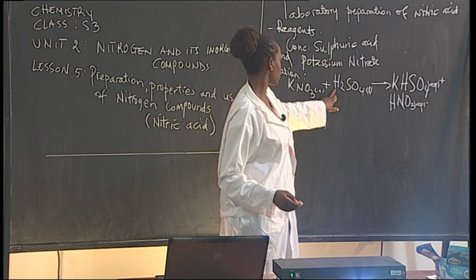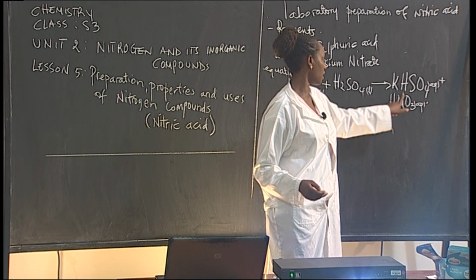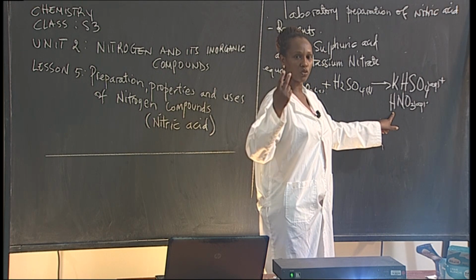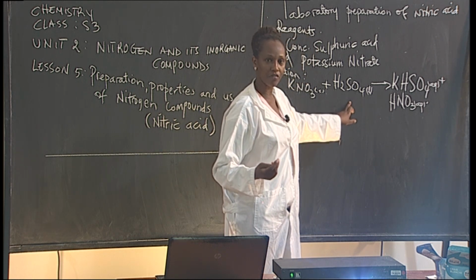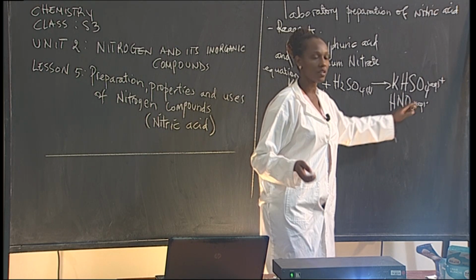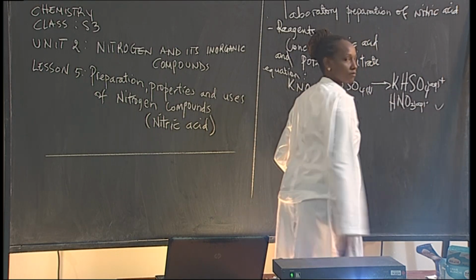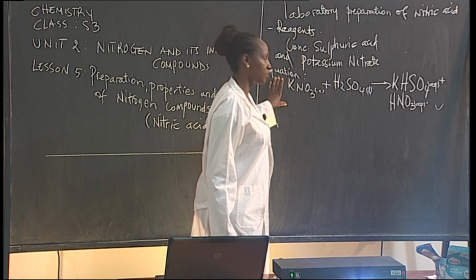Hydrogen, there are 2 here. Hydrogen, 1 hydrogen here, another hydrogen here, making 2 hydrogens. We have sulfur, we are remaining with sulfur. 1 sulfur here, another sulfur here. So the equation is balanced. All right? So this is a well-written equation.